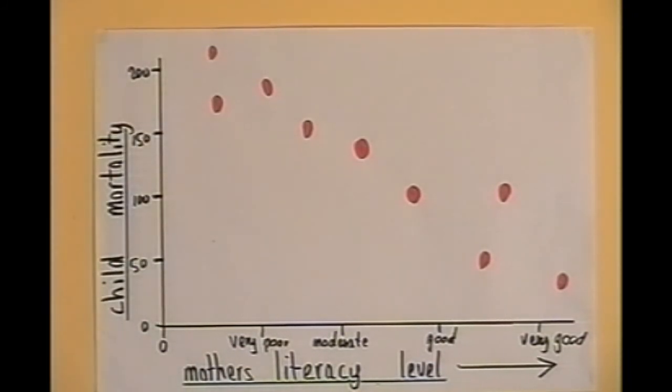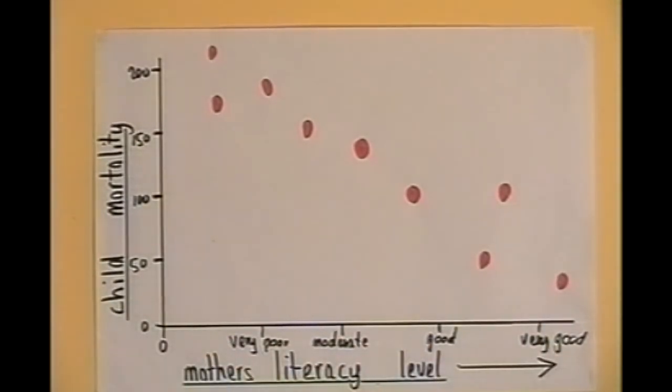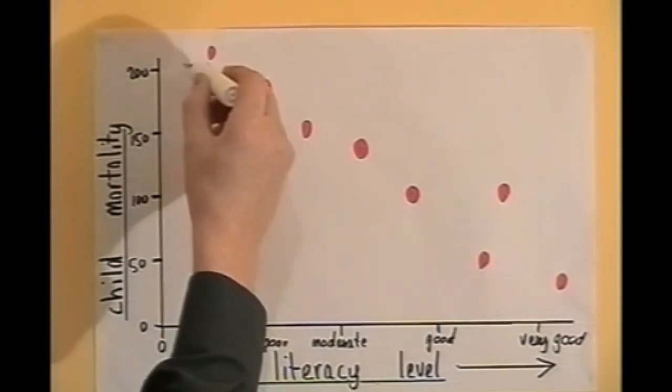In mothers with good levels of literacy, levels of infant mortality are low. In other words, as one variable increases, the other decreases. So as the literacy status of the mother increases, child mortality decreases.